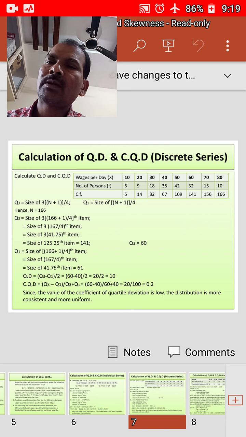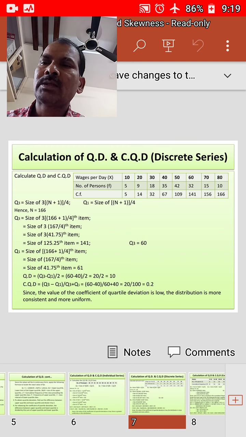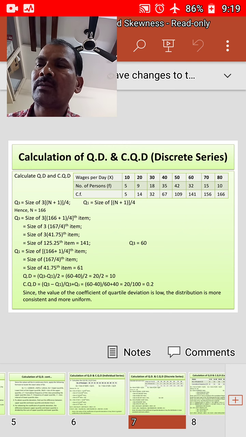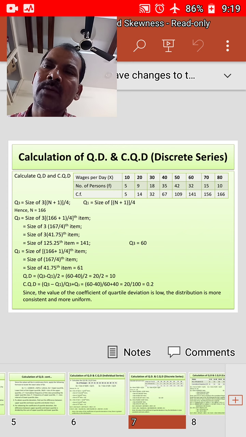And if you find Q1, that is 200 plus 1 by 4th item, because for brand A n is equal to 200. 201 by 4 is the 50.25th item. The 50.25th item lies in which cumulative frequency? 60. Hence, the corresponding number, that is 100. For Q1, the number of lighting hours is 100.